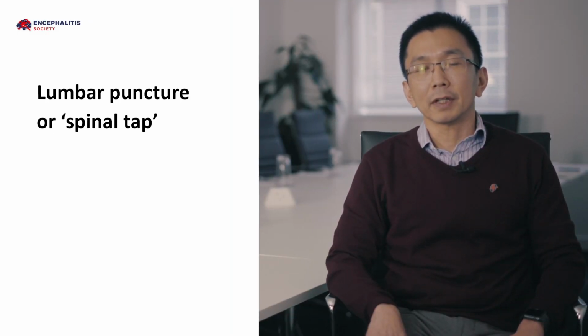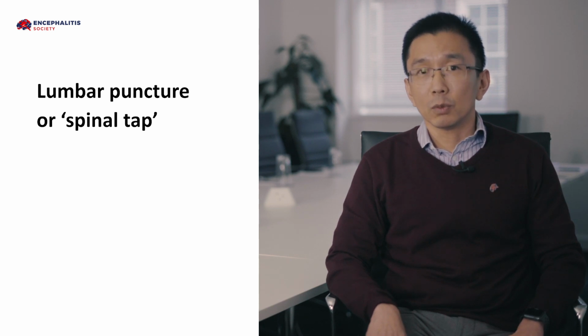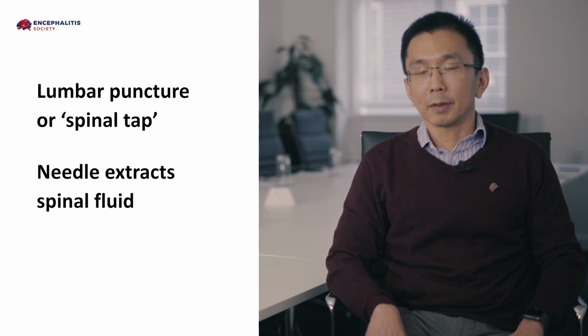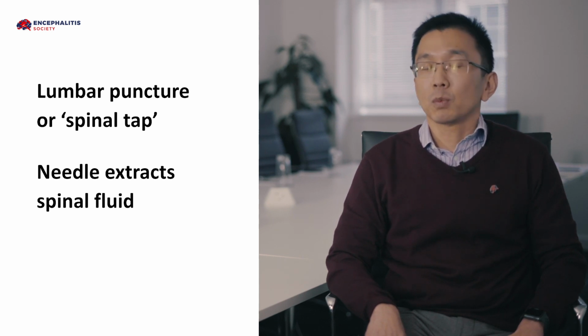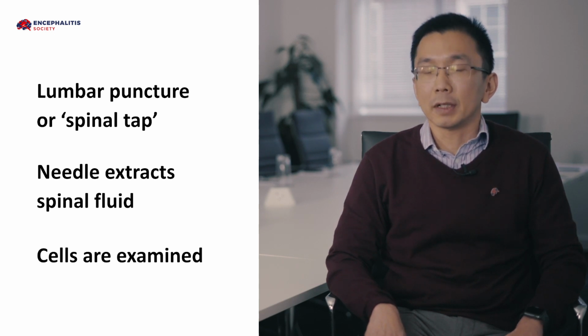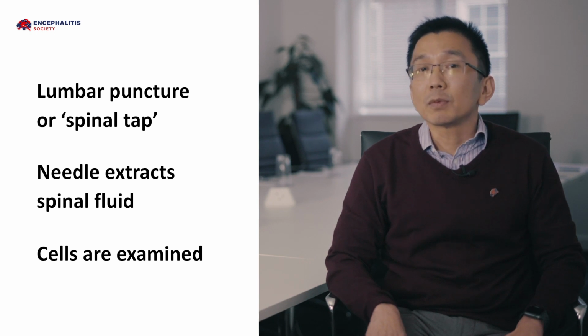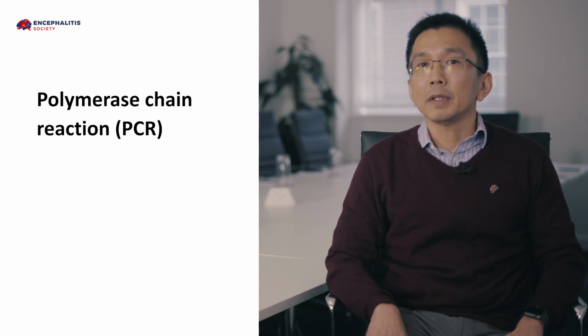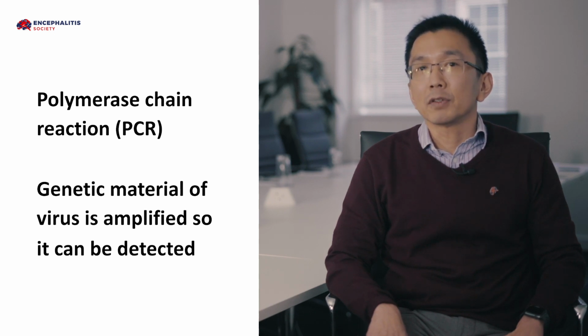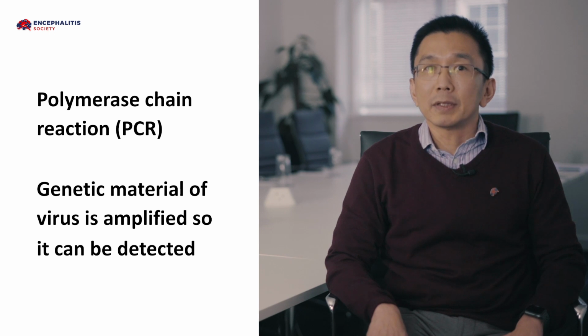The key investigation for investigating both immune and infective encephalitis is the lumbar puncture. This is sometimes also termed a spinal tap. This is when a little needle is put through the spinal canal to draw spinal fluid that can then be looked at under the microscope. This is what we call cytologically looked at, whereby the cells are looked at, and then after that it gets sent to very specific laboratories where the immune and the infectious causes are tested very carefully. One of the tests you may have heard of is the PCR. This is when the genetic material of the virus is amplified so that it can be detected very quickly, so that we can tailor treatment to the child.